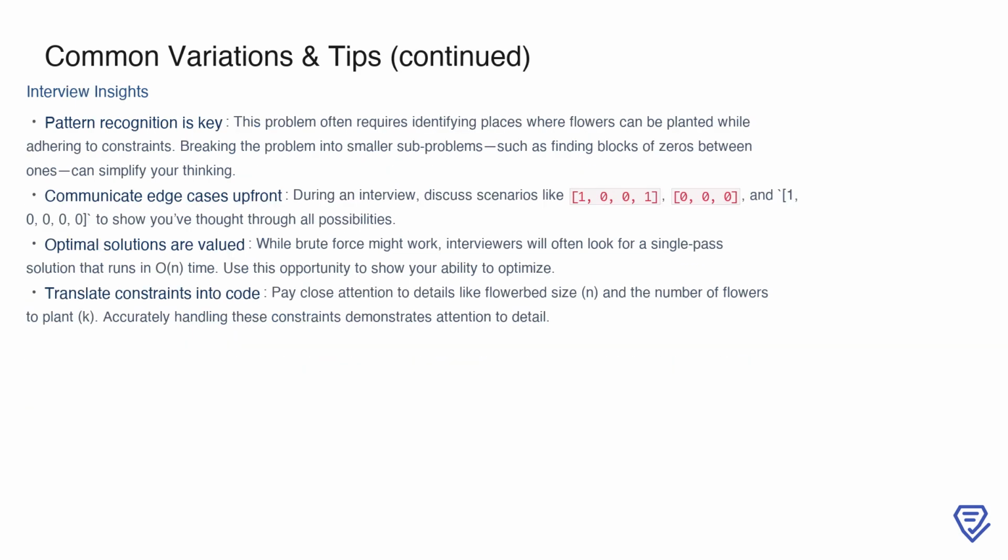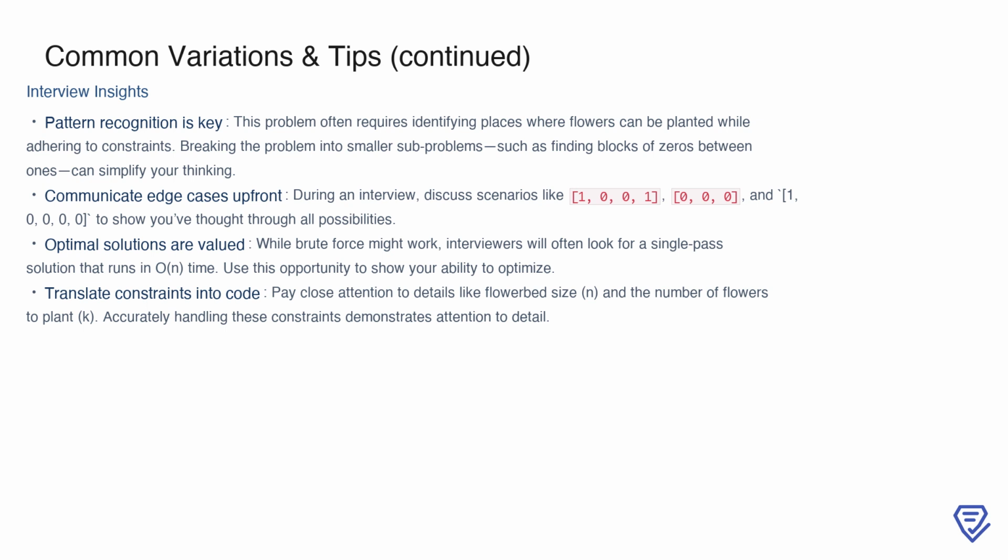To excel in interviews, it's important to focus on a few key insights. Recognizing patterns is essential. This problem often boils down to identifying sections of the flower bed, like blocks of zeros, where flowers can be planted while adhering to the spacing rules. Breaking the problem into smaller subproblems, such as analyzing the zeros between ones, can significantly simplify your thought process. Additionally, communicating edge cases early on is a great way to demonstrate your thoroughness. For example, you might discuss scenarios like 1, 0, 0, 1, 0, 0, 0, or 1, 0, 0, 0, 0, to show that you've accounted for different configurations.